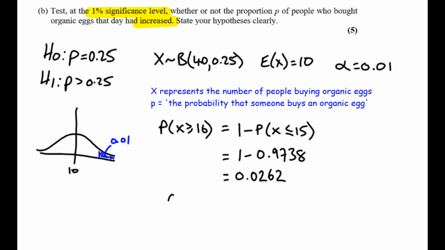So the comparison, this is bigger than my significance level. If I was to sketch that on here, it's going to take up more than 1%. It would be all of this space. 16 is likely to be over here. It's not far away enough to be significant. Okay, so it's not enough evidence for us to reject H0, and I'm going to conclude that actually on that specific day, the probability of someone buying organic eggs was not larger than on any ordinary day.